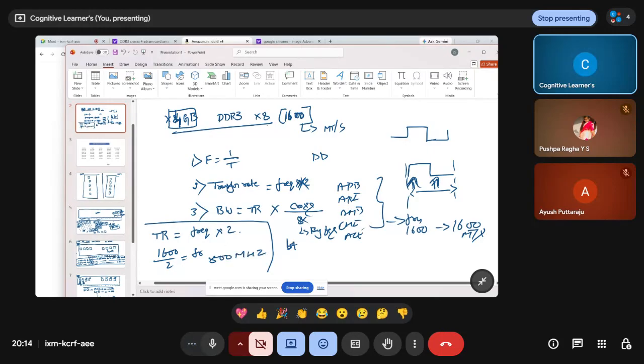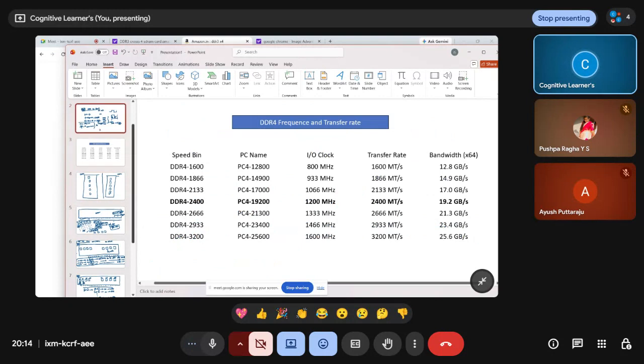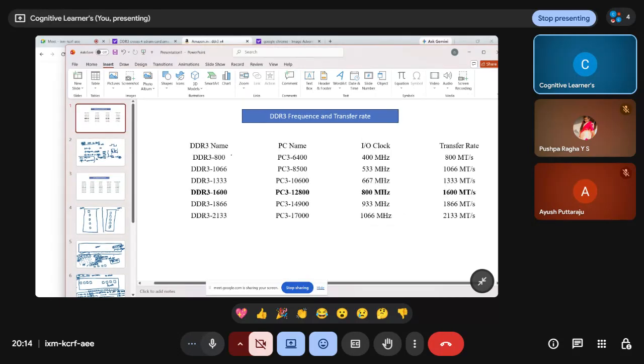You only see the table, the 1000. Yeah, what is my answer? Is 800 megahertz present or not in DDR3? You only check. Yeah, 800 megahertz is present. In that time, you only check what is the data rate? 1600 mega transfers per second.